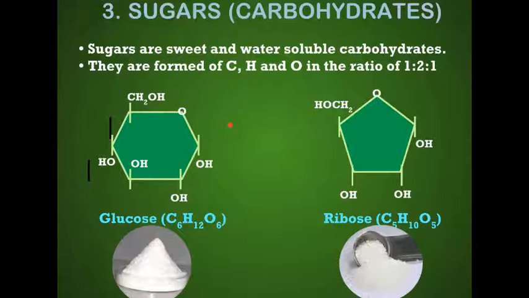Now let us study about sugars or carbohydrates. Sugars, as we all know, are sweet and water soluble. The composition is the same, that is CHO. The ratio is 1:2:1. So these are the examples of sugar: glucose, which is C6H12O6, ribose, which is C5H10O5. This is the structural composition.